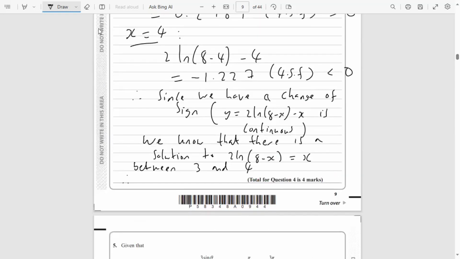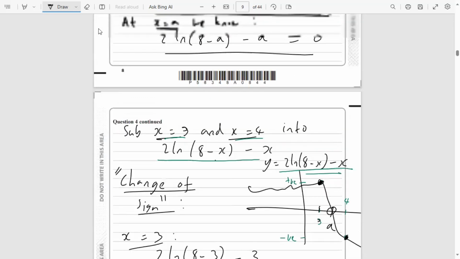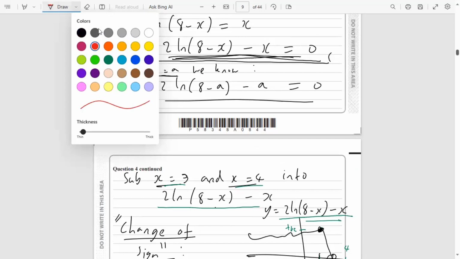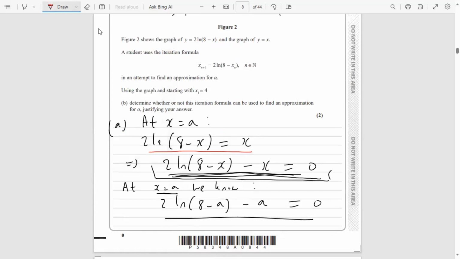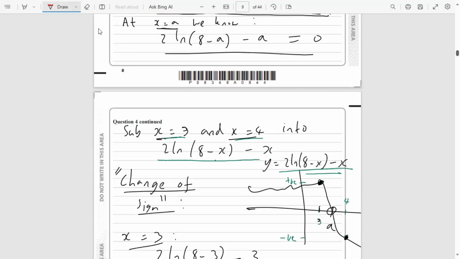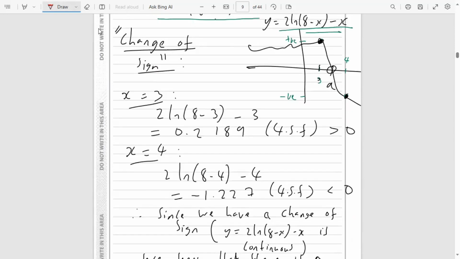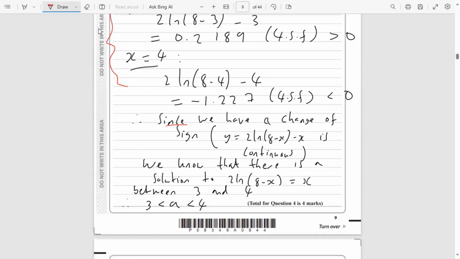So therefore, we know that a is trapped between 3 and 4. In an exam answer, just to be really clear, all you would need to do is write that there: put them equal to each other, then make them equal to 0. Then sub in x equals 3, x equals 4, do the working that I've done, and write a little sentence at the end to say we've got a change of sign. Since there's a change of sign, we know that a is between 3 and 4. That's all you need to write.